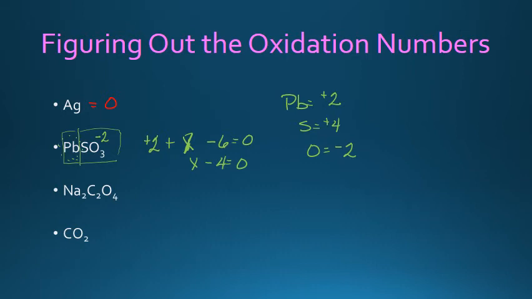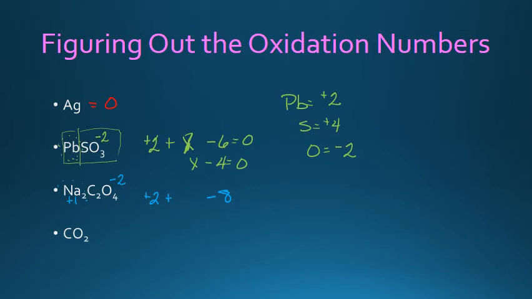Try the next one on your own. See what you can do. Well, let's start with oxygen, negative 2, so that part of the molecule is negative 8. Sodium is a monoatomic ion, and it's an alkali earth metal. No, it's not. I lied. It's an alkali metal. So it's a positive 1, but there are 2 of them. So I'm going to write positive 2 over here.